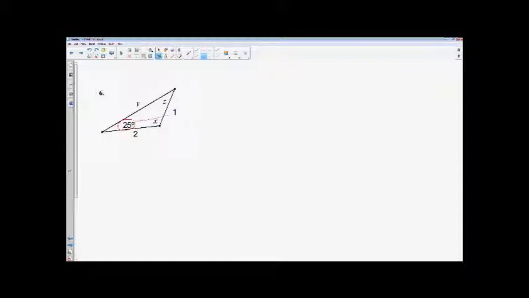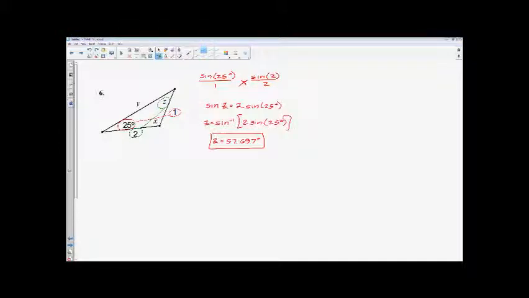Let's see, I'm going to set up law of sines here because I do have an angle and its opposite side. So sine of 25 over 1 is equal to, and I'm going to have to solve for z because x and y are both variables and they're opposite each other. So sine of z over 2, and then I will cross multiply and I will solve those two equations. There we go. We got 57.697.